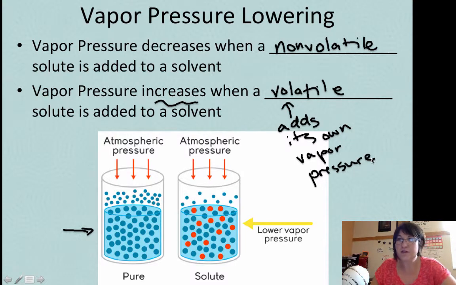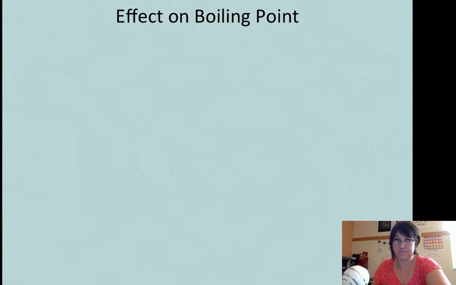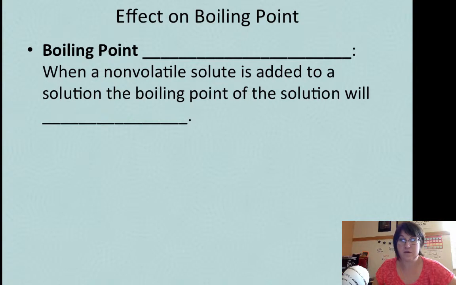So vapor pressure lowering is valid for a non-volatile solute, but if you have a solute that evaporates readily, which is what volatile means, then it will add to the vapor pressure and increase the vapor pressure of your solution. So this is going to impact the boiling point.